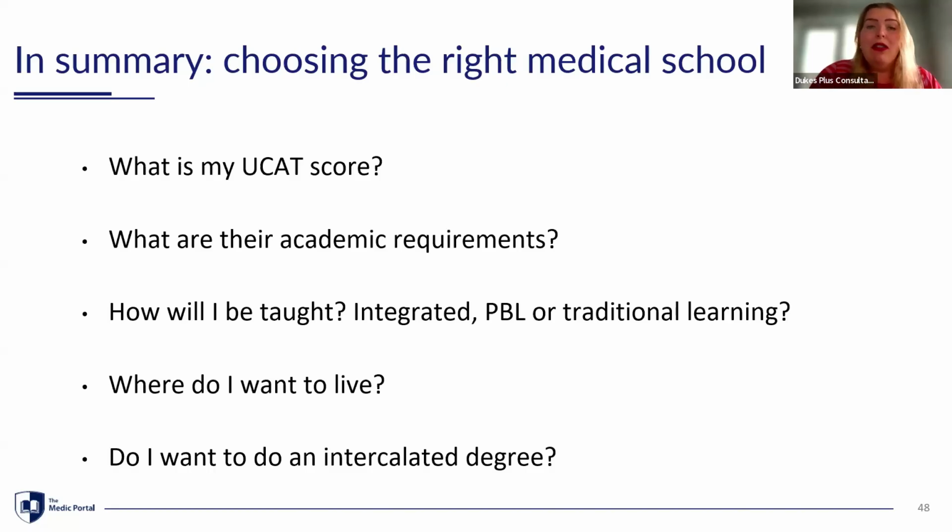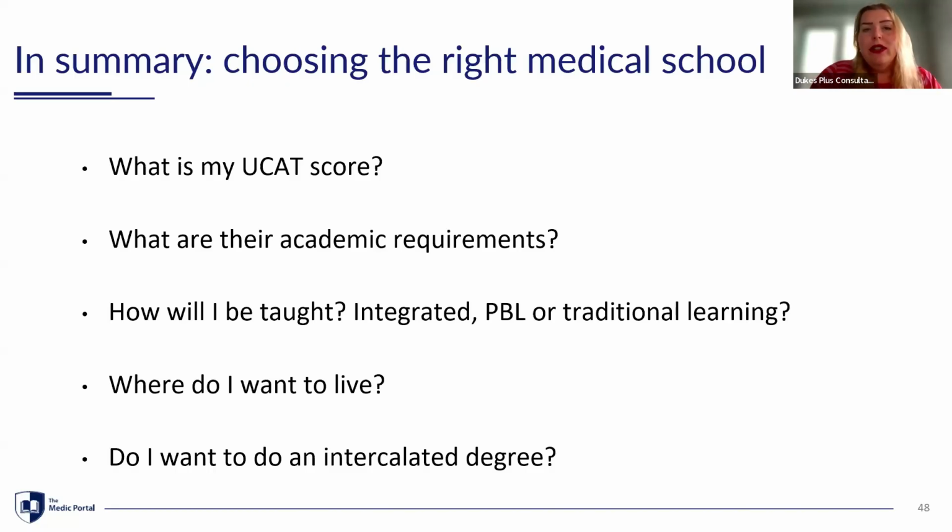Also check their academic requirements to make sure that your predictions or achieved grades, if you've already finished school, hit the absolute minimum of what they expect. Ideally, you will exceed those academic conditions, but as long as you meet them and other areas of your application are strong, then that is all good.